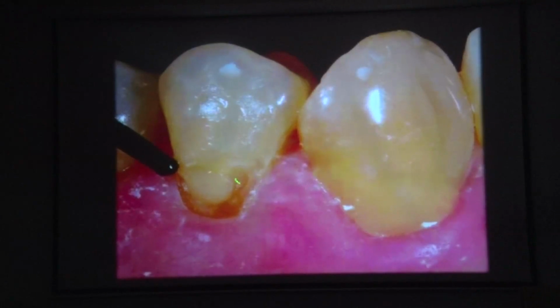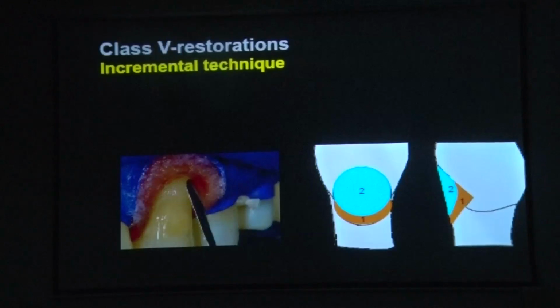You know why? So that there are a lot of areas where the shrinkage force can dissipate. If you cover everything, then it will shrink in the center. Then you have leakage again. So then you can apply your increments in wedge shape, never connect two walls. That's rule number 1 of composite.